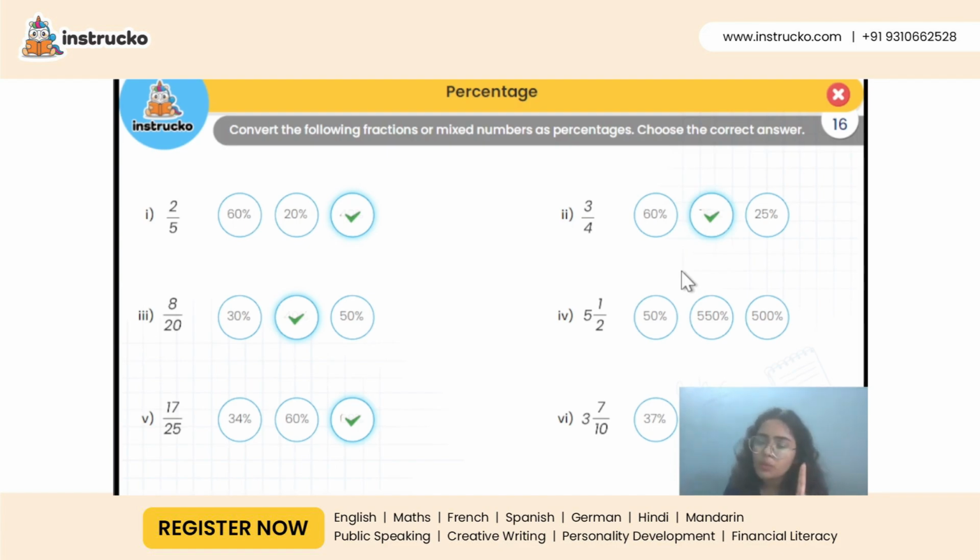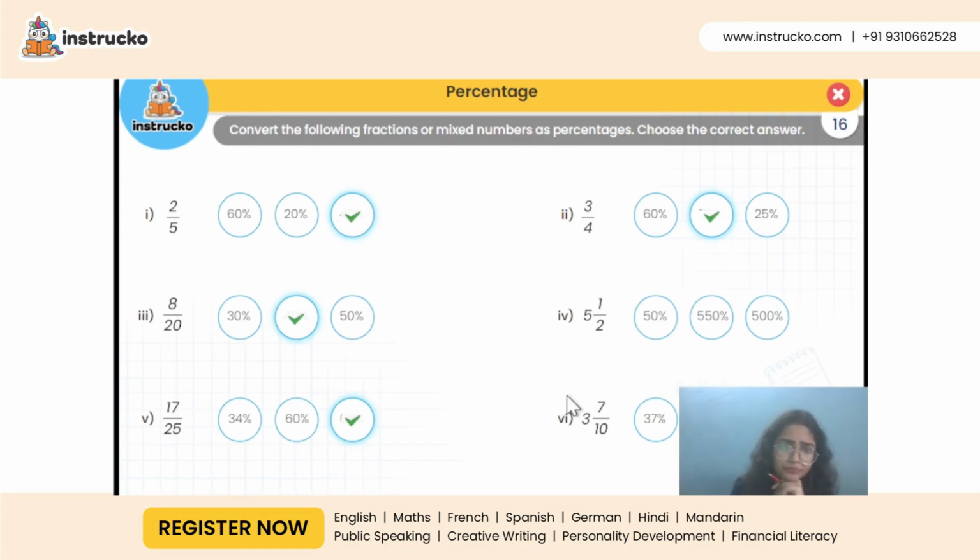So step number 1, multiply 4 by a number that gives you 100 in the denominator. Multiply the numerator with the same number. That way you will end up with the fraction 75 by 100. Now you multiply 75 by 100 with another 100 and you will get 75. Put a percentage sign in front of it and you get 75%. I hope you're understanding where I am going with it.